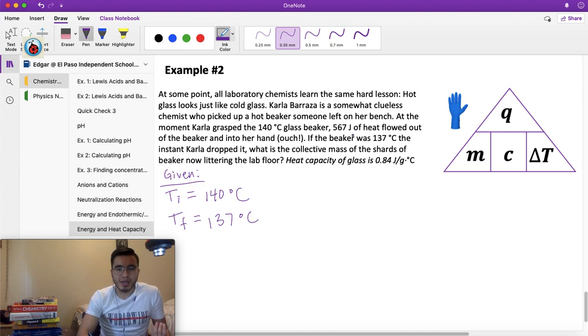Remember, the units tell you what variable you're going to write. So joules is for heat energy. Heat is Q. So we write Q, 567 J. And then we have the specific heat capacity. That would be C for capacity, specific heat, 0.84 joules per gram times degrees Celsius.